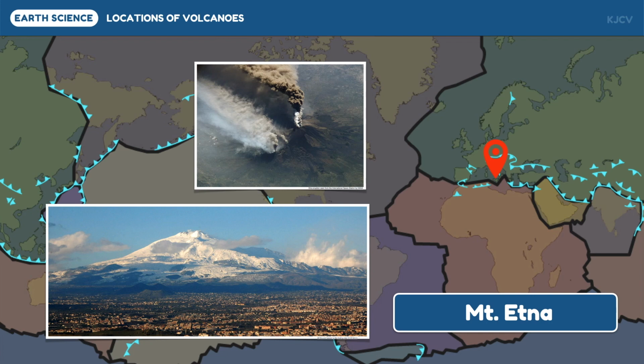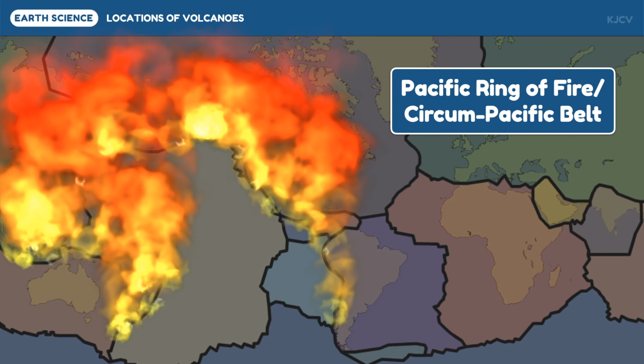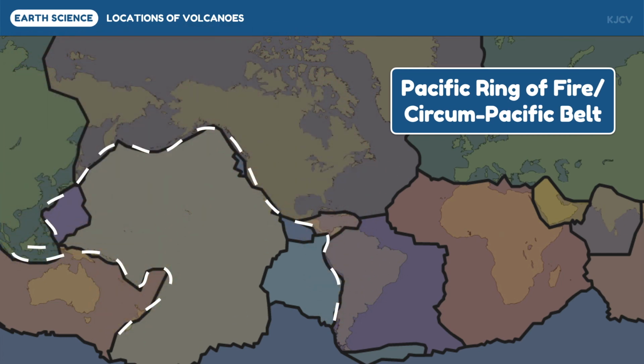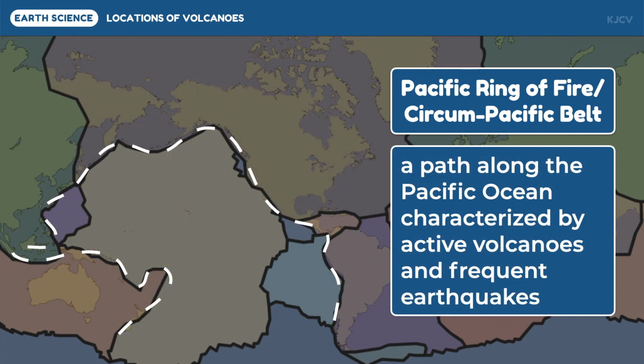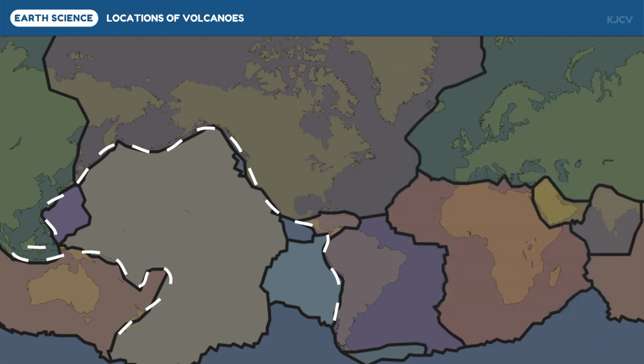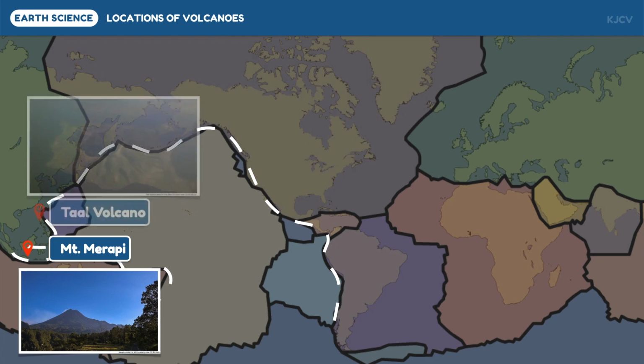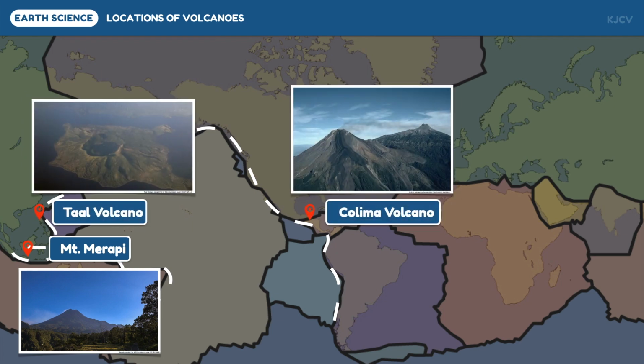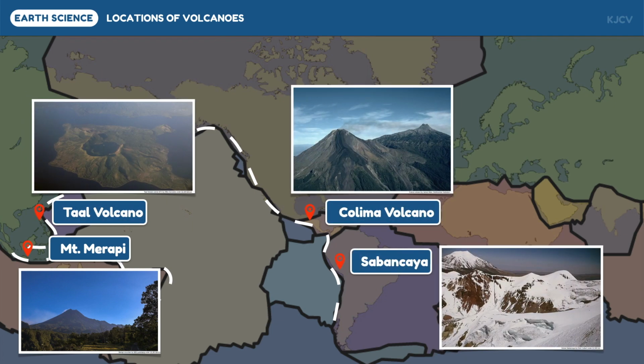Mount Etna is one of the world's most active volcanoes and is in an almost constant state of activity. Another notable location of active volcanism due to plate convergence is the Circum-Pacific Belt, also known as the Pacific Ring of Fire. Since the Pacific Ocean is surrounded by convergent plate margins, it is associated with a nearly continuous series of oceanic trenches, volcanic arcs, and volcanic belts. Some notable volcanoes in the region are Mount Merapi in Indonesia, Taal Volcano in the Philippines, Colima Volcano in Mexico, and Sabancaya in Peru.